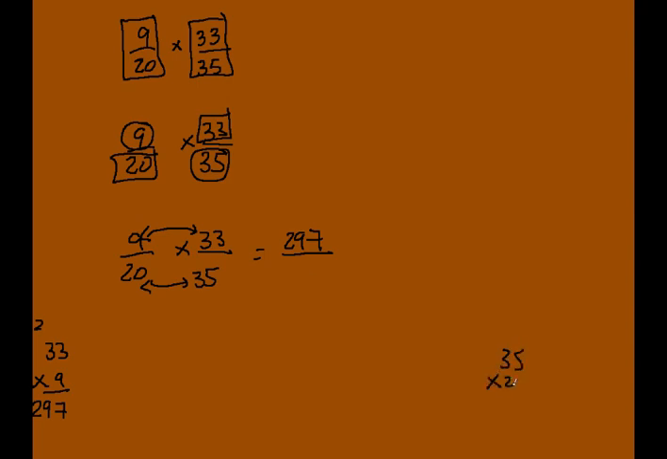35 times 20. 0 times 5 is 0. 0 times 3 is 0. Remember, when you're multiplying, when you get to the next number, you do not write anything here. 2 times 5 is 10. Carry a 1. 2 times 3 is 6. 6 plus 1 is 7. Bring down the 0. Bring down the 0. And this is 700.